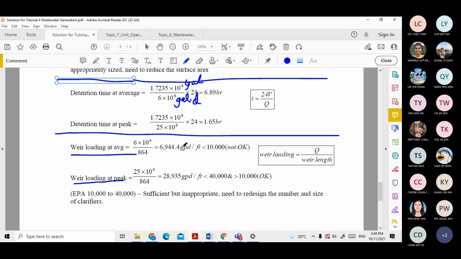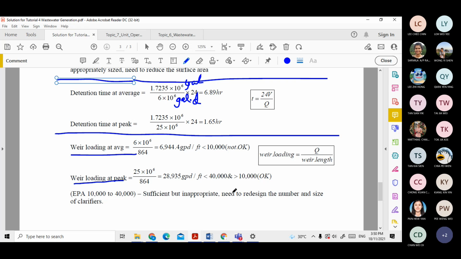So your weir loading is 7,000 gallons per day per foot, and this value is less than 10,000, 10K. So it's not okay. The weir loading at peak flow is 29,000 gallons per day per foot. But this value now is within the range.